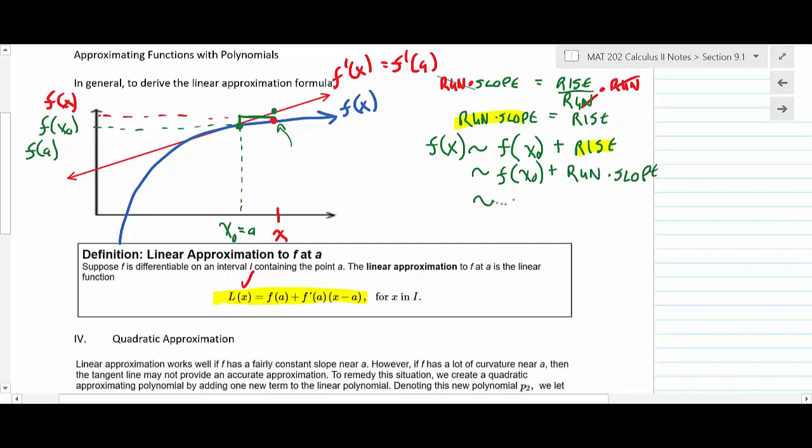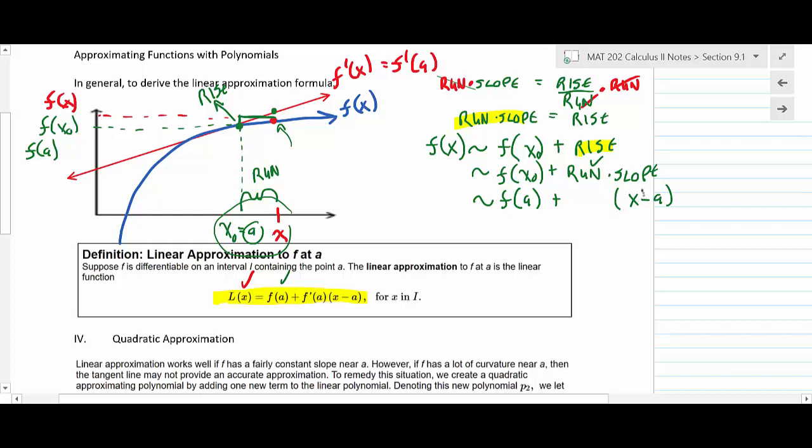So what we'd end up having here is, I'm going to call x naught a now, so it matches the formula that I have down here. This right here is the run, and that right there is your rise. So when we do the run, that's just going to be the difference between these values. What's the difference between x and a? Well, you just subtract those two. So you get x minus a. That's what the run is.